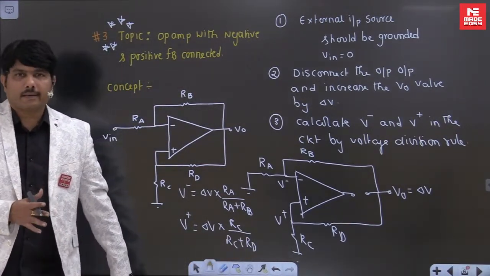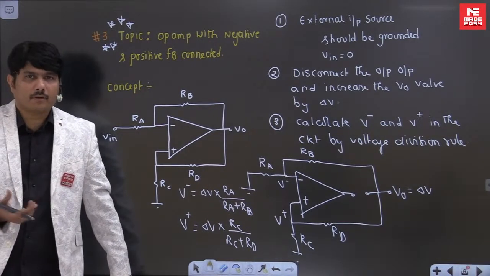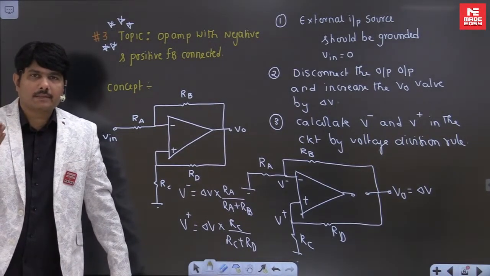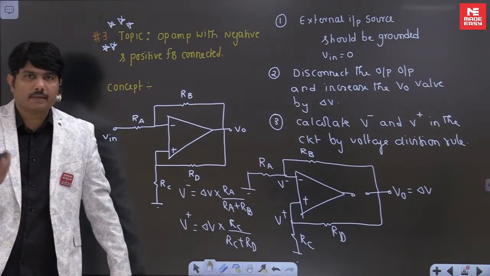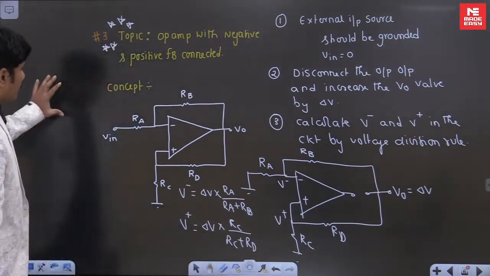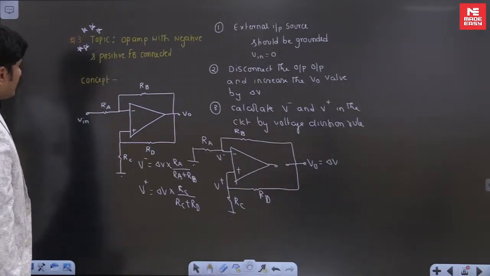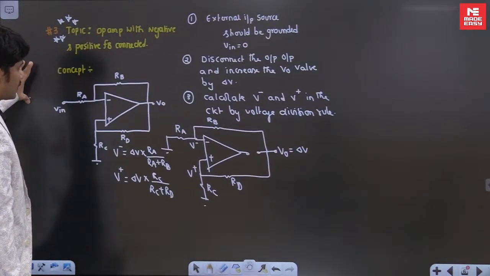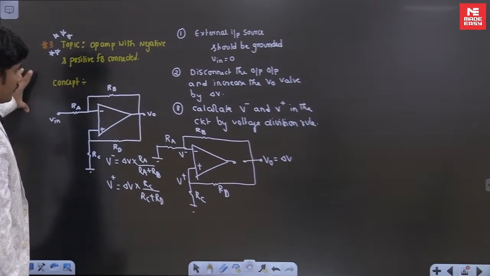I have not given the data here. In the next example problems we'll solve it and see that if V minus is coming greater than V plus, we can say it is negative feedback. So the rules we can write here, I'll write the rules here. I'm minimizing this screen to write the rules.